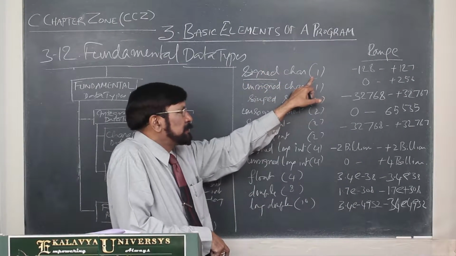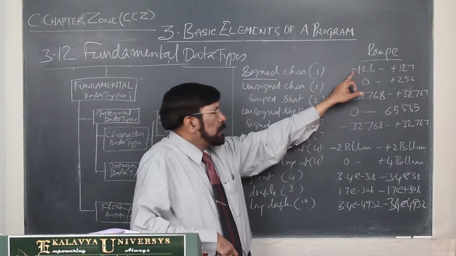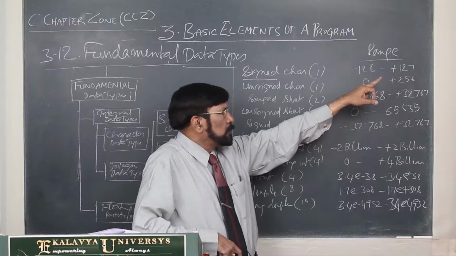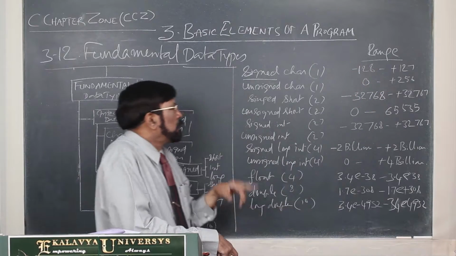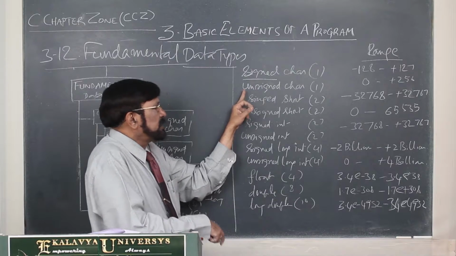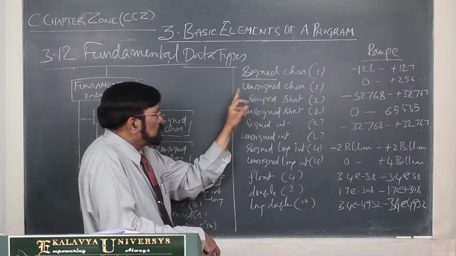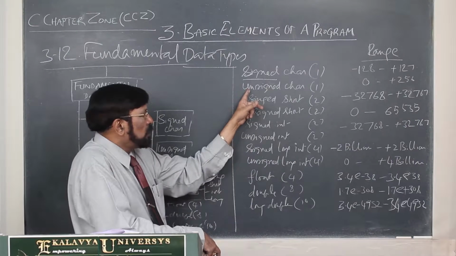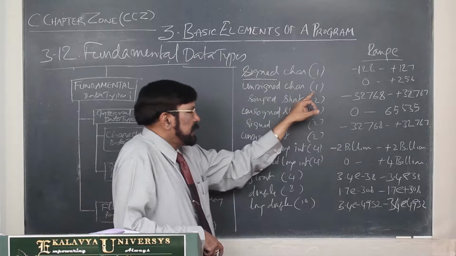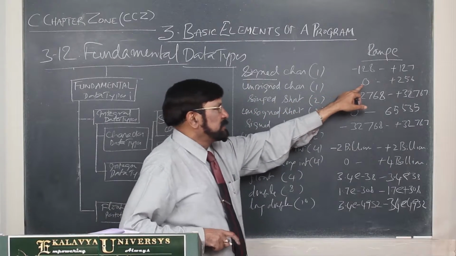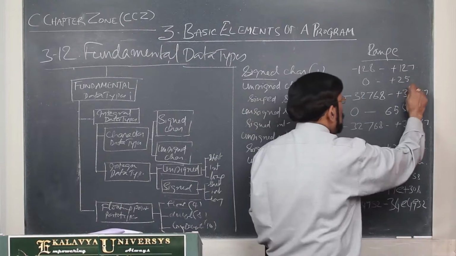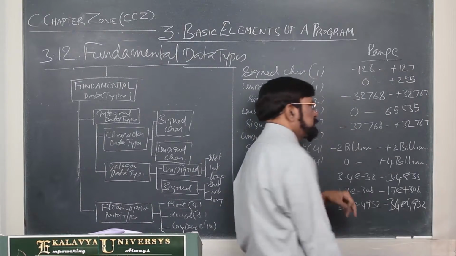Its size is 1 byte, its range is minus 128 to plus 127. Unsigned char: in case of unsigned char you must write this qualifier unsigned. Then it is 1 byte, its range is 0 to 255, not 256.